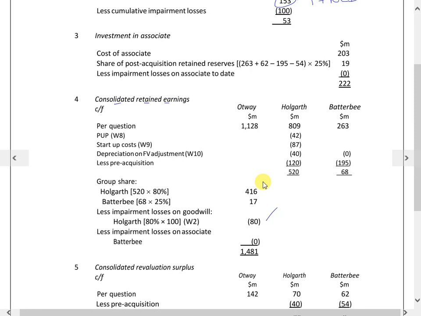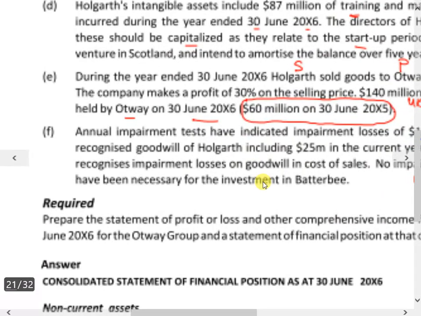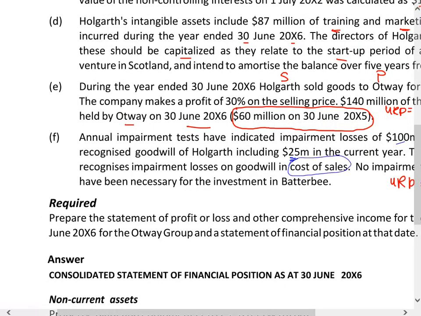If it's only parent, the $100 you don't split because it belongs to the parent, meaning you're going to minus it from the parent. Okay. So that's why it's important to know method 1 or 2. And this year alone, I charged 25 impairment. In total it will be 100. So 25 is this year. And the note says 25 million for the current year should be recognized in cost of sales. So this year, my cost of sales will go up.